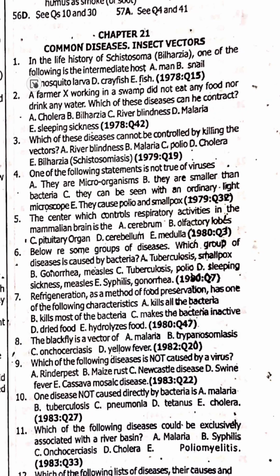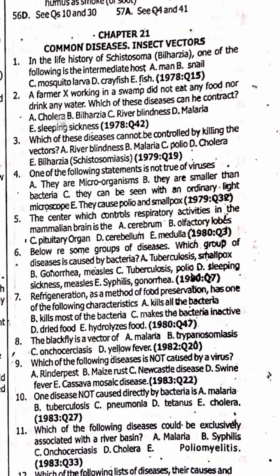Number two: a farmer X working in a swamp did not eat any food nor drink any water. Which of these diseases can he contract? He did not drink water, he did not eat anything. Which disease here can he get? The correct answer is cholera. The reason is that he did not eat any food nor drink any water. Cholera is a waterborne disease. Cholera can only be gotten through water. You understand? It is when you eat or drink something contaminated that you get that one.